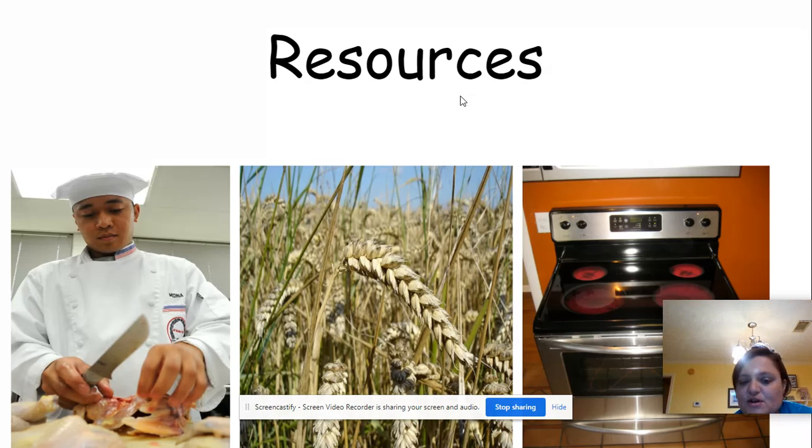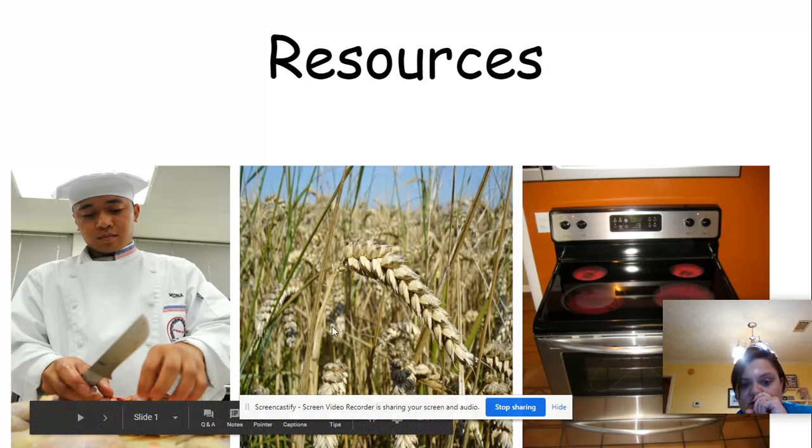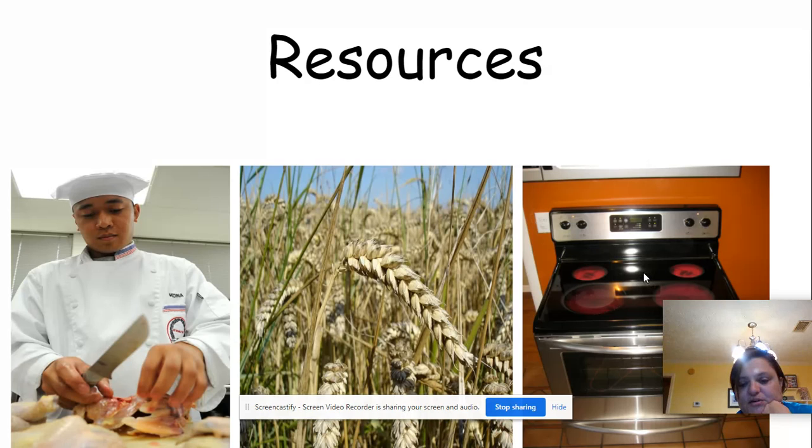And resources, we're going to learn, are things that make the good or service happen or help make those things. So if you look here, we have a chef. A chef is someone that makes food or cooks food. This is actually a wheat plant, and wheat is used a lot of times for bread. And you know, of course, this is a stove. So all of these have in common that they are resources. They help to make what's called a product. So we're going to talk about that today.